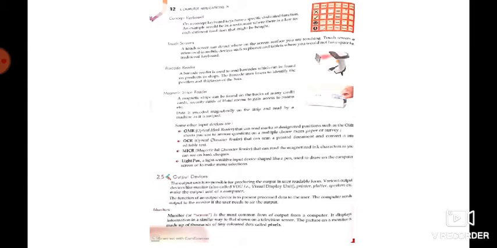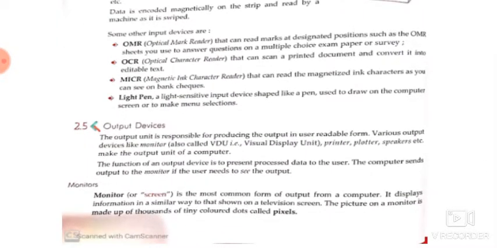Let's talk about monitors first, because the monitor is the most important output unit of the computer system. Without a monitor we cannot operate the system, we cannot interact with the computer system. It provides us a way to interact with the computer system, and we can see our results on a monitor. So what is a monitor? It's a device which looks like a television.